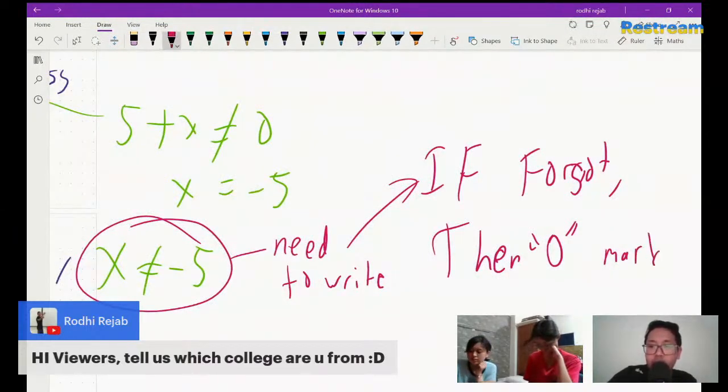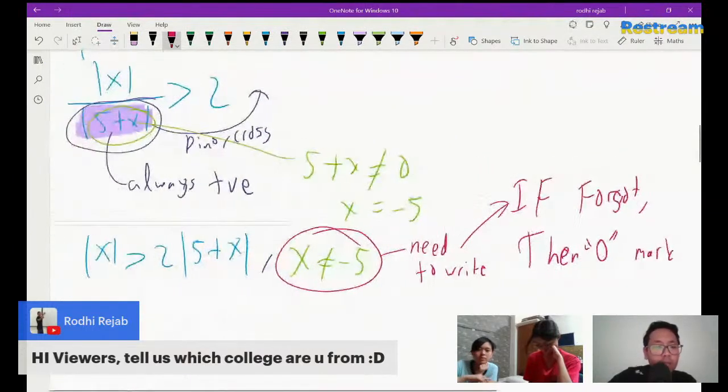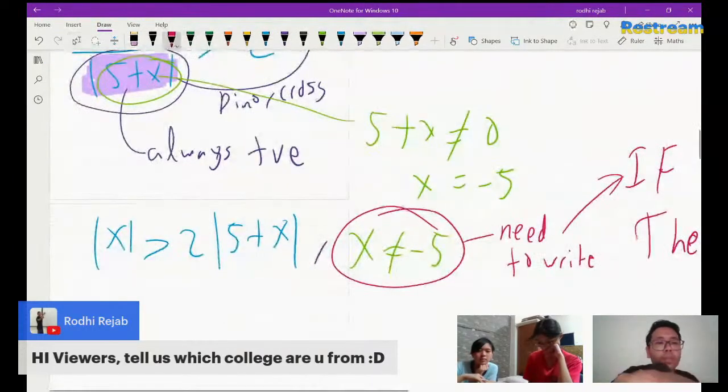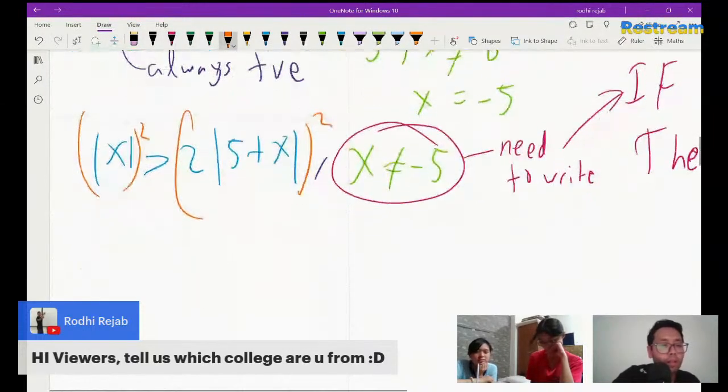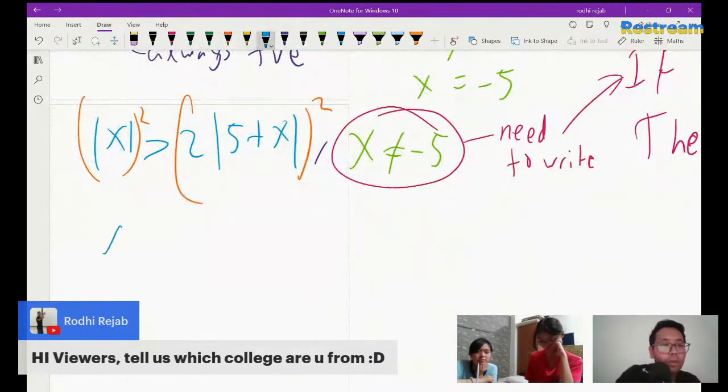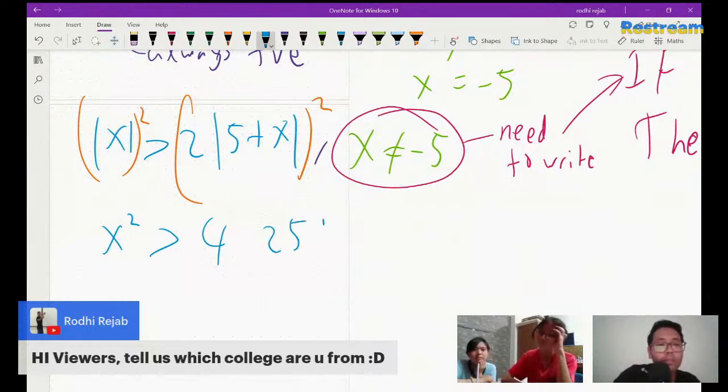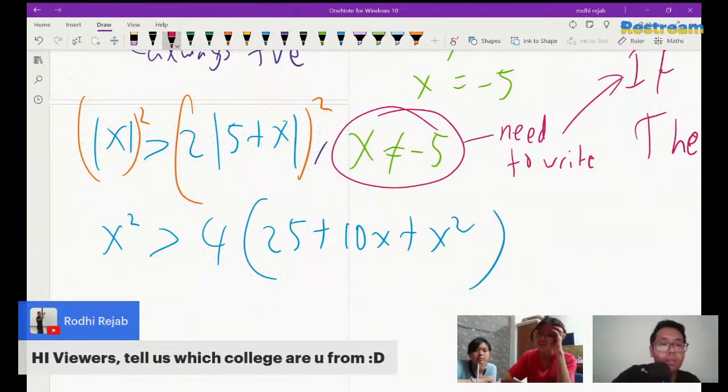But it's fast and less confusing in a way. So once you reach here, then you square both sides. Then it will give you x squared more than 4, 25 plus 10x plus x squared. Then we times them in.